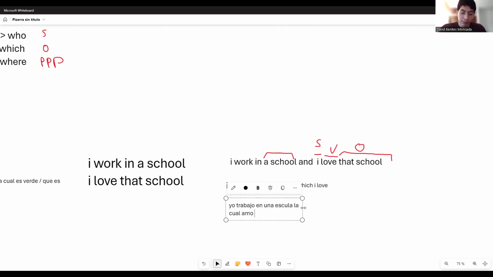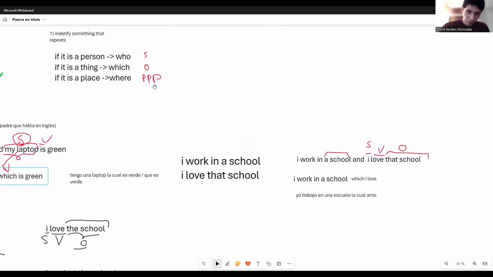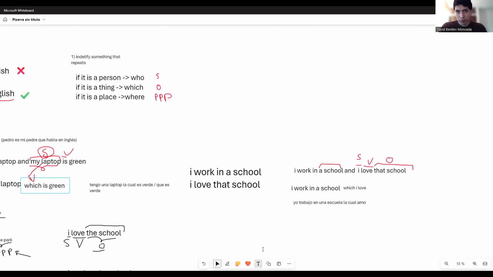If you want to have it in Spanish, you say something like this. You see? Is it difficult for you? No. Pretty simple, but focus on this part. Prepositional phrase of place, where? Object, which? And the subject, who? You see? Next example for you. Look at this.